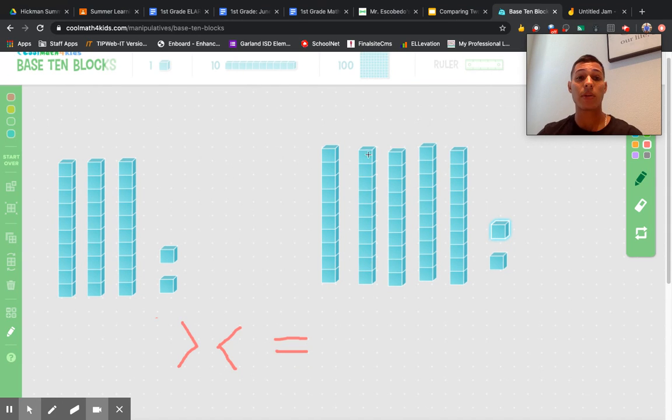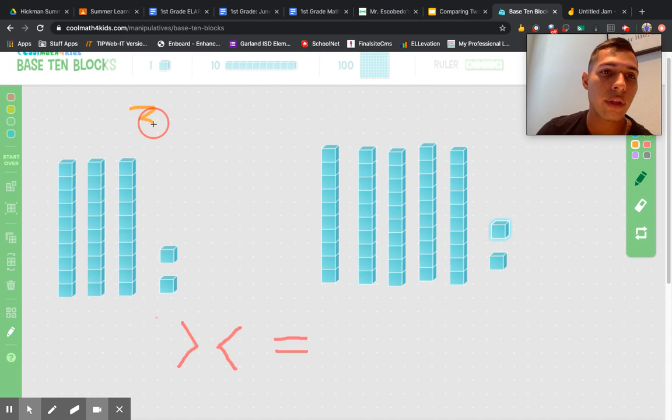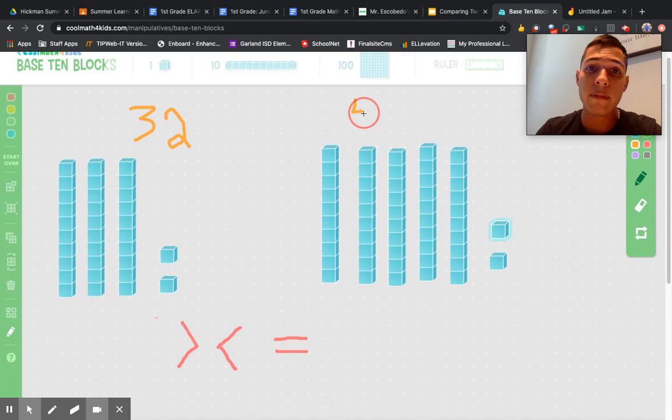So now let's determine these two numbers. We have to count to determine the standard form. 10, 20, 30, 31, 32. So we have 32 here. 10, 20, 30, 40, 50, 51, 52. And we have 52 here. Okay, we got the standard form of our two numbers from our base 10 blocks.